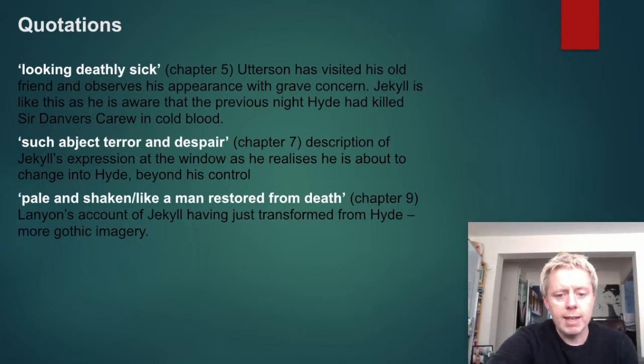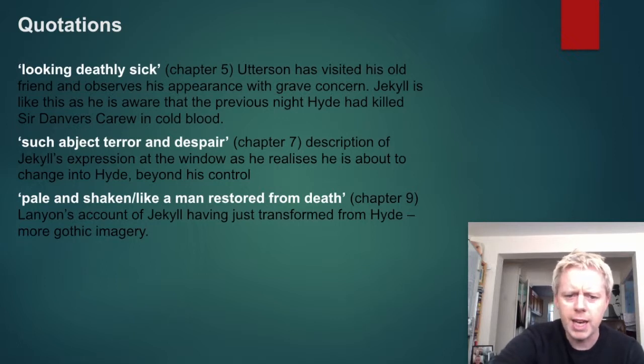Then Lanyon's account of Jekyll having just transformed from Hyde includes more Gothic imagery, pale and shaken, like a man restored from death, which is irony there.